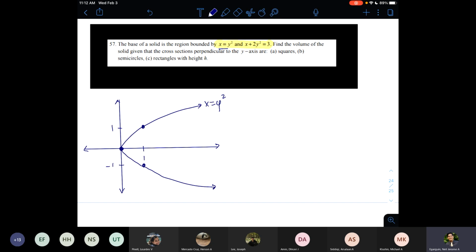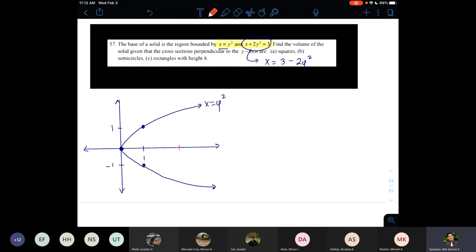Okay. And then the other one is this parabola, but let me rewrite it as x equals 3 minus 2y squared. The vertex is where? The vertex is at y equals 0, but if y is 0, then x is equal to 3. Let me use another color there.